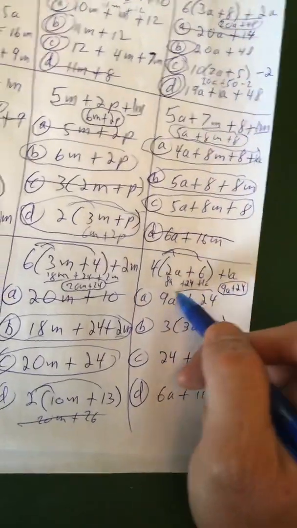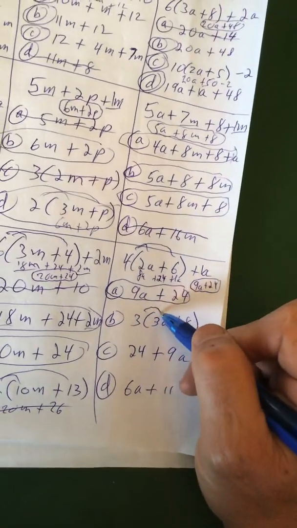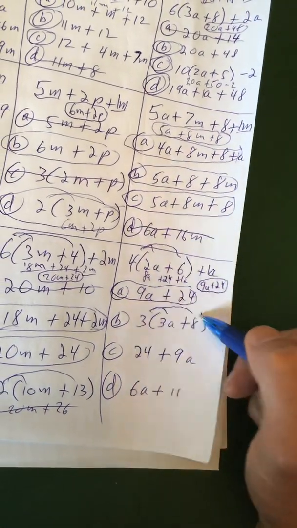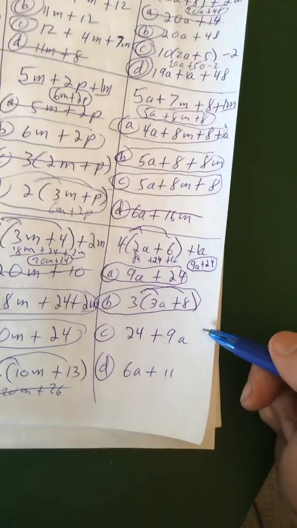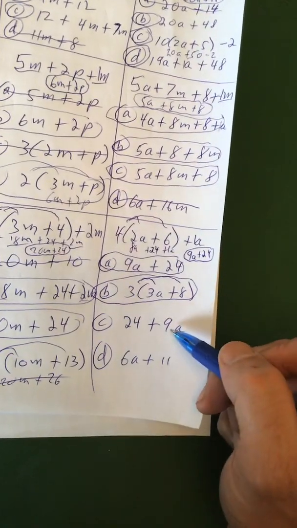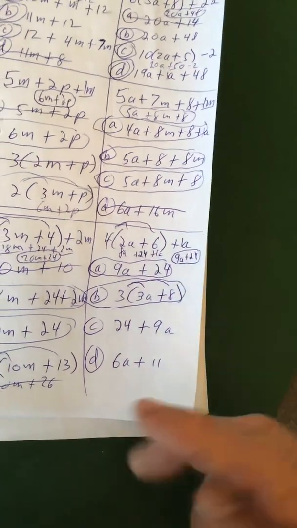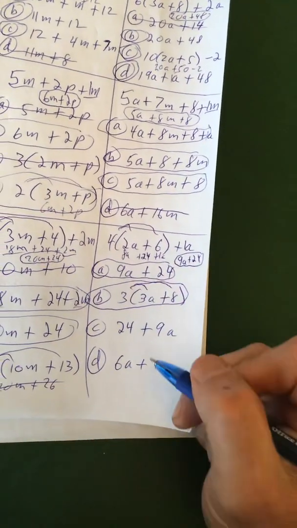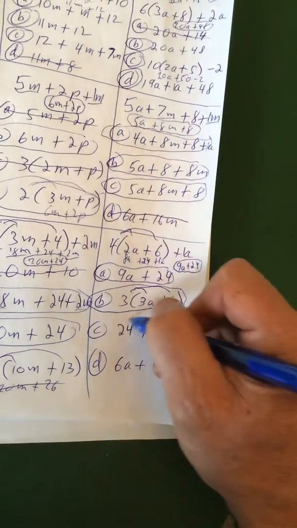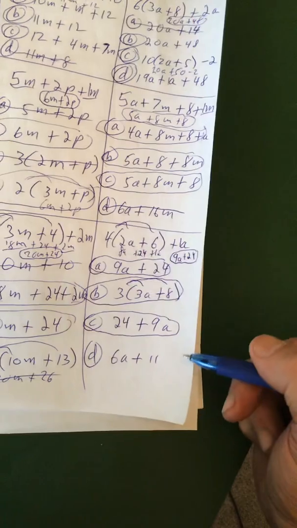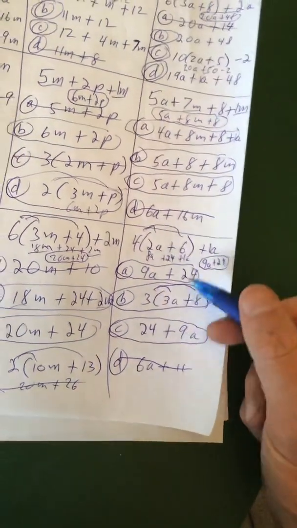Well, so A is a winner. That's 9a plus 24. If I do this, I get 9a plus 24. I can just think it, I don't have to write it. That's a winner. This is 24 plus 9a, which is the same thing as 9a plus 24. That's just commutative property. You can change the order. 4 plus 2 is the same thing as 2 plus 4. Those are equivalent. And then this is 6a plus, that's a loser. Right, so the first three.